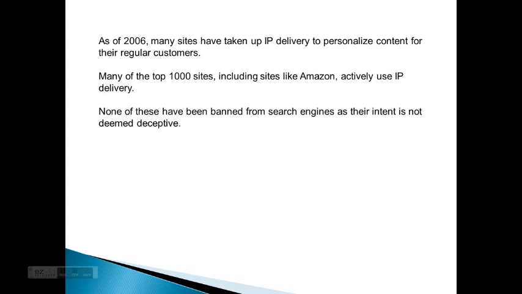As of 2006, many sites have taken up IP delivery to personalize content for their regular customers. Many of the top 1,000 sites, including sites like Amazon, actively use IP delivery. None of these have been banned from search engines as their intent is not deemed deceptive.